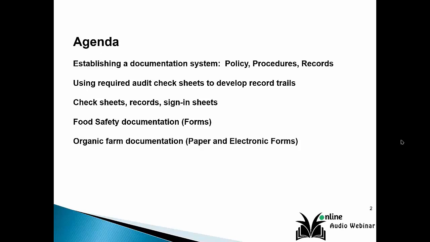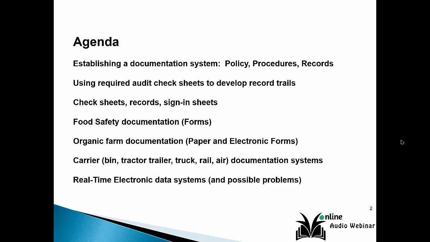Organic farm documentation, paper and electronic forms. Documentation systems for carriers. A carrier is any way that food is moved in bins, tractors, trailers, trucks, by rail or air. They need to document everything they do, temperature and cleanliness, and what's in their trailers, etc. And in some cases, some of you have looked at real-time electronic data systems, and those allow you to put the data in on the computer right away.